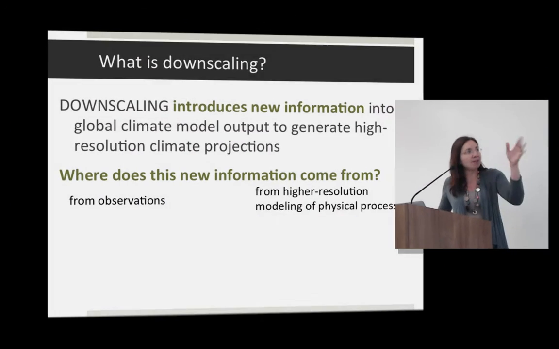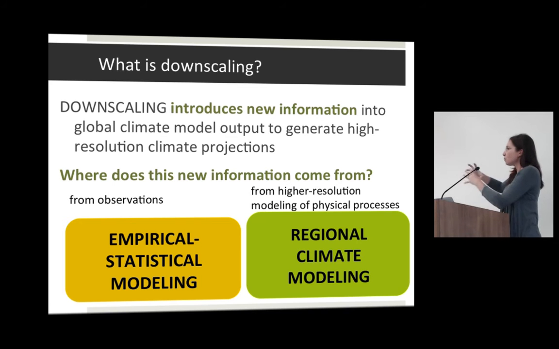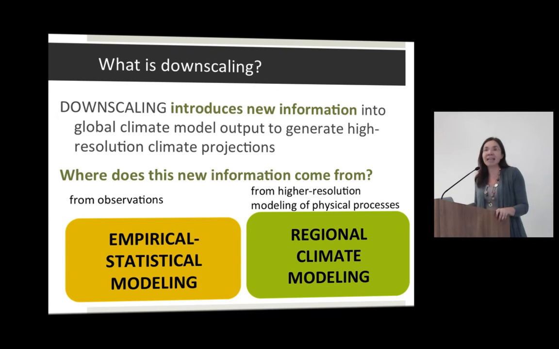Downscaling in the context of climate information adds new information. It can add new information in one of two ways. It can add it from observations, in which case it is empirical statistical downscaling, or it can add it from regional climate modeling by having higher resolution modeling of the physical processes. That is downscaling, adding new information. It is not just regridding.